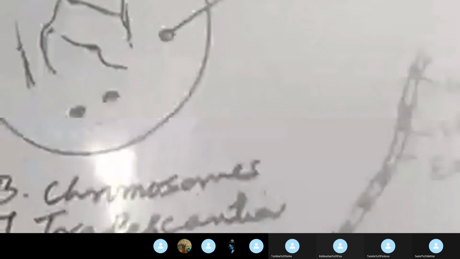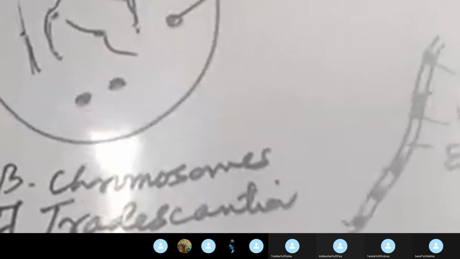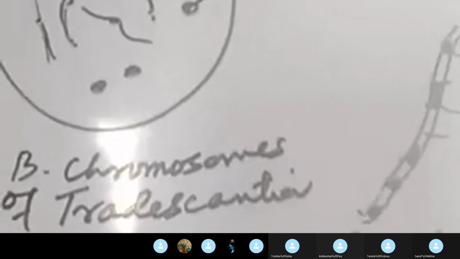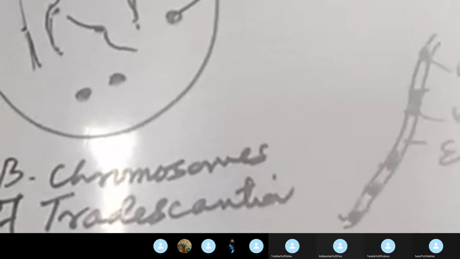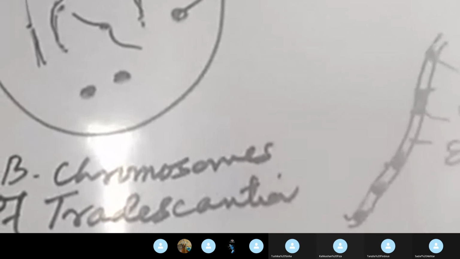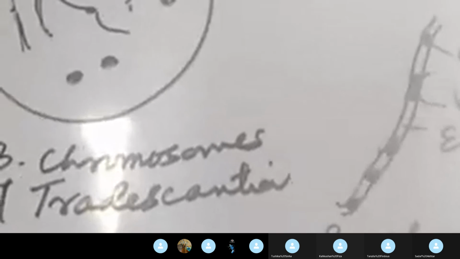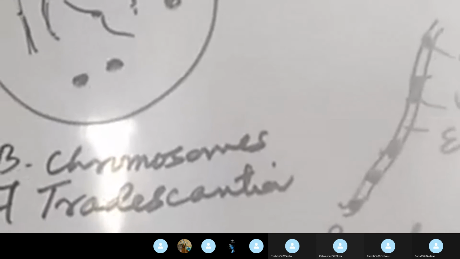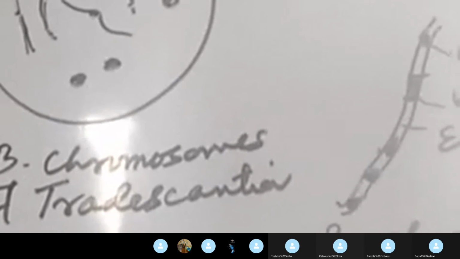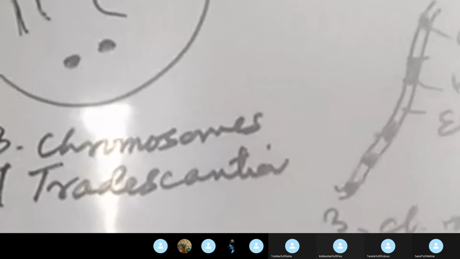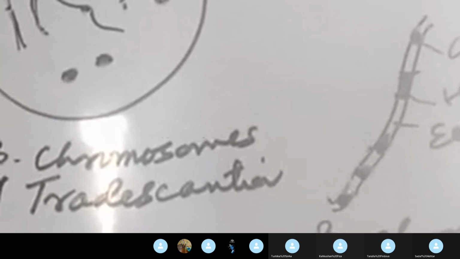This is the centromere, and B chromosomes are generally acrocentric chromosomes. You know, I have already described the types of chromosomes on the basis of the centromere: metacentric, submetacentric, acrocentric, and telocentric. B chromosomes are generally acrocentric chromosomes. The centromere is present just below the tip, just below the end of the chromosome.